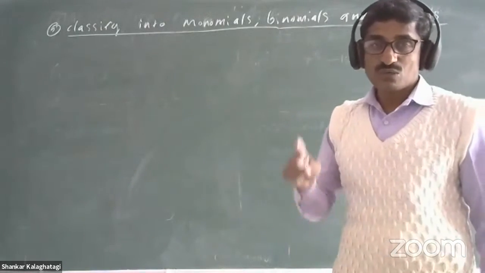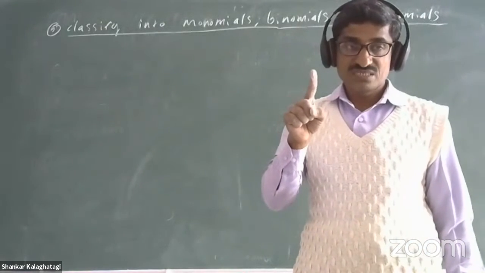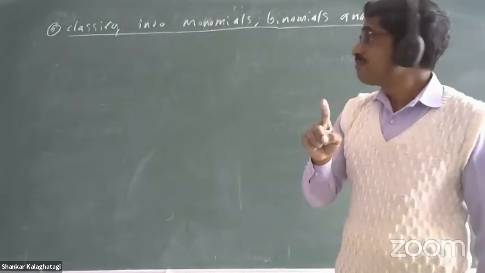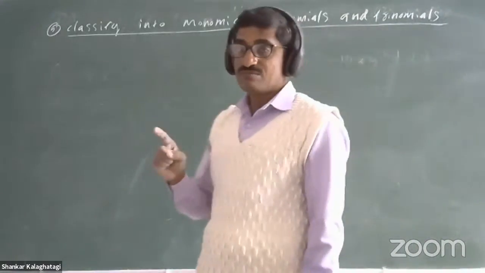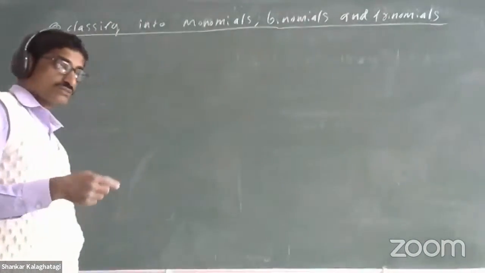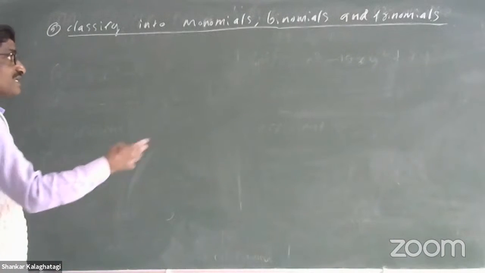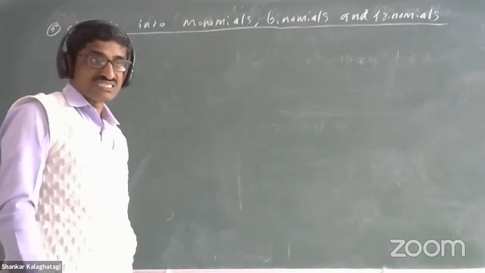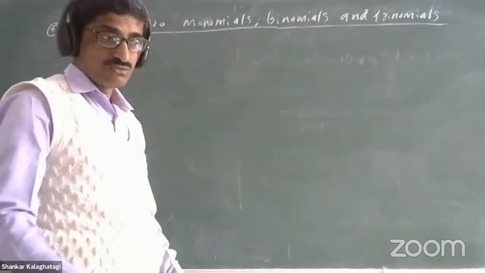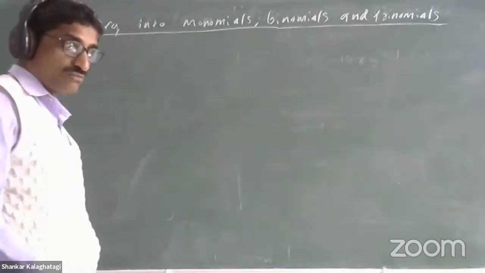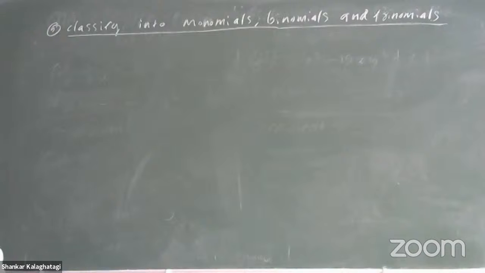Binomial means, see, mono means single. Binomial means, like a bicycle, so two terms. Trinomial means three terms. Tricycle, when you are kids, you are going to ride a tricycle.